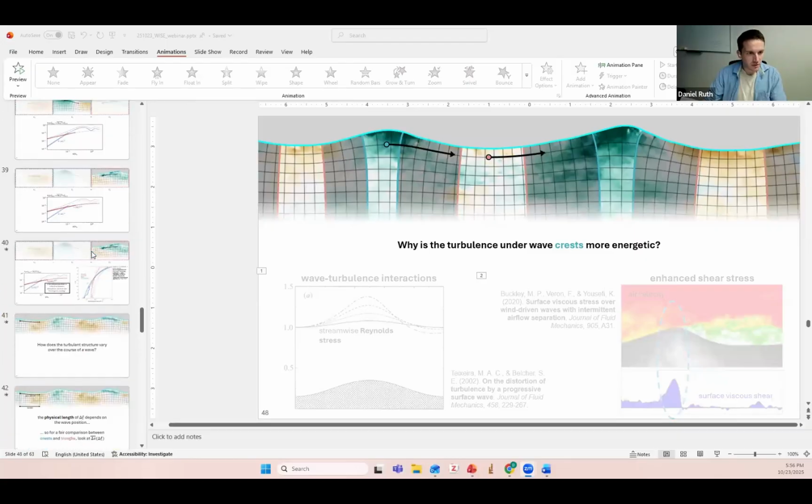Sure. I guess I can take Andrew's first question here, asking about the surface following coordinate system. Yes, I went quickly through that slide, but I'll share the method that we're using.